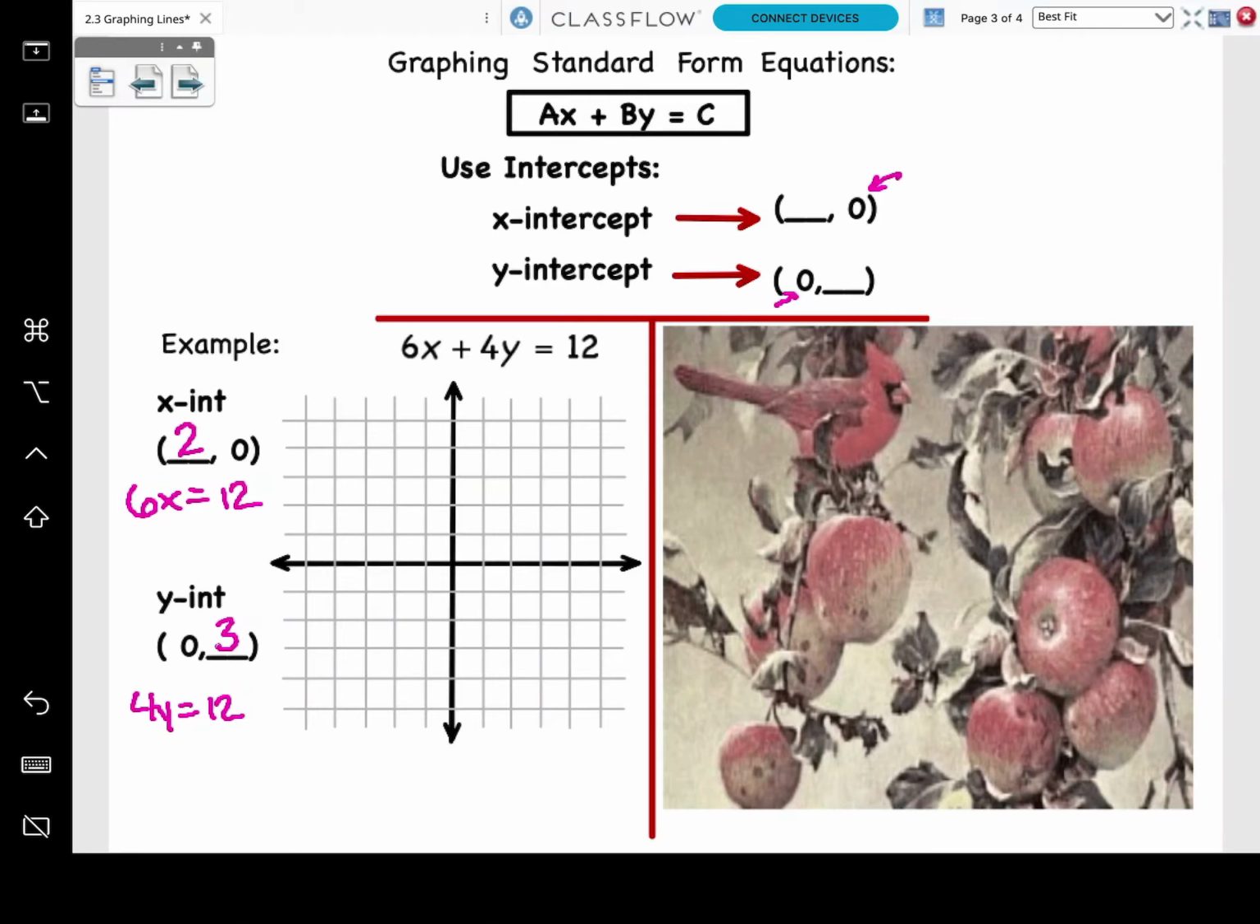And notice they are ordered pairs. I can plot these two points. So (2, 0), label my scale, and (0, 3). And then I connect the dots with as straight a line as I can draw, and I have my equation graphed. Okay, so if you're given an equation in slope-intercept form, use your y-intercept as your starting point, and your slope tells you where to go. If you have a standard form, ax plus by equals c, then I would suggest using intercepts. You could also solve for y, but intercepts are pretty easy to use as well.